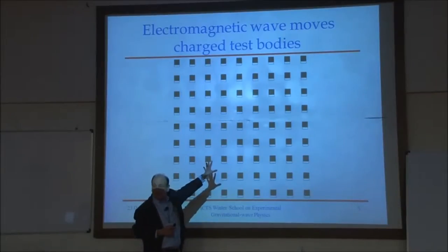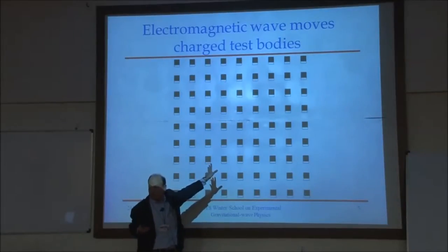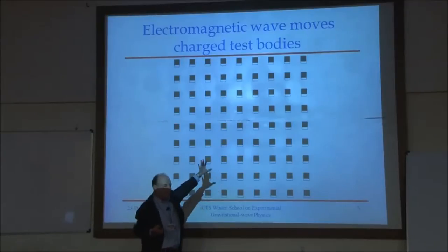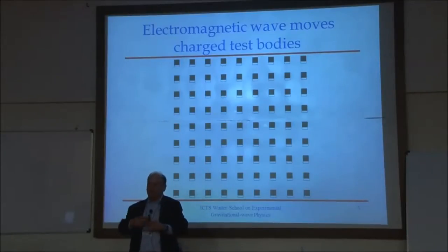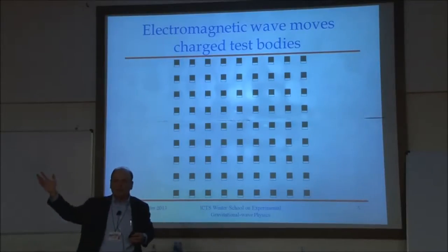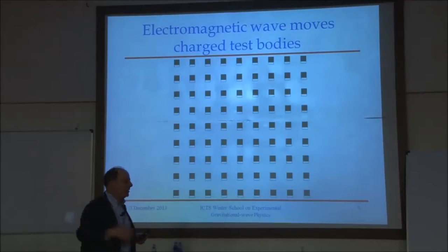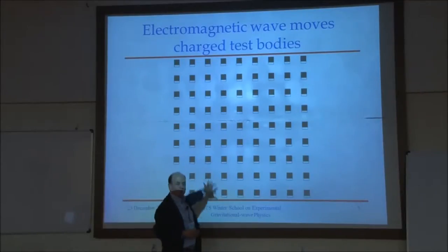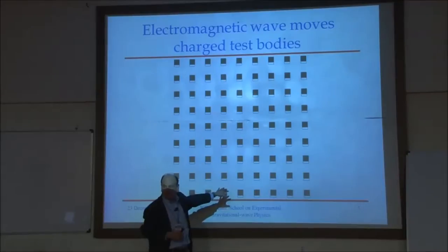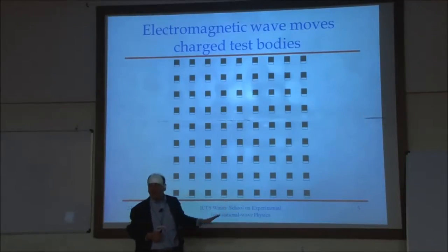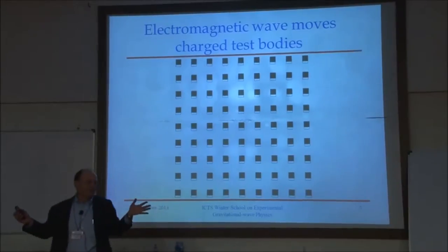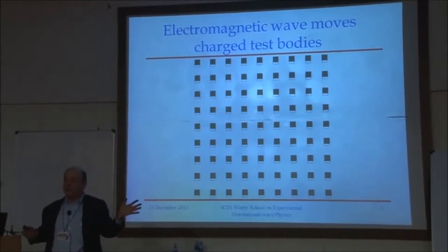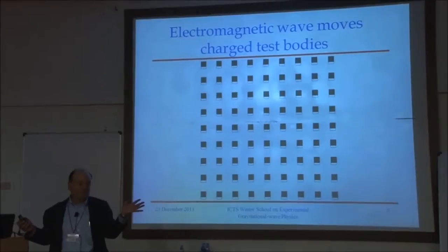be momentarily displaced upwards. If that wave continued to pass through and it were an oscillatory wave, as most electromagnetic waves that we know how to generate are, then at some later moment, all those charged particles would be displaced downward, then upwards, then downwards. And that is, in fact, the way we detect electromagnetic waves.